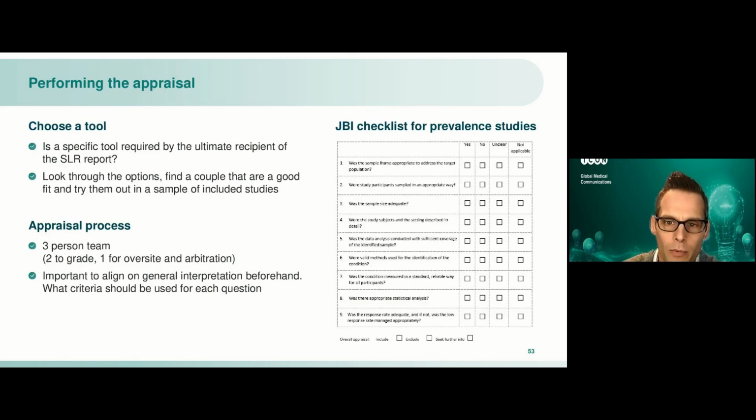And so on the right, we have an example from JBI. This is their checklist for prevalence studies. You'll see it's just a list of 9 pretty simple questions, and then yes, no, unclear as responses. And so the first step, of course, is you're going to want to choose a tool. And, you know, if the ultimate recipient of your SLR report requires one, well, that's the one you're going to use. But otherwise, these are all, as far as I'm aware, freely available.